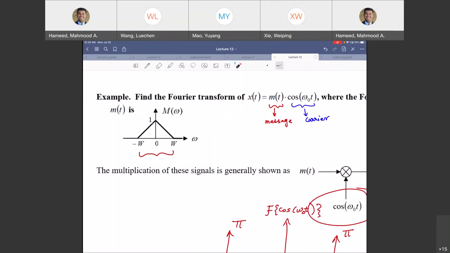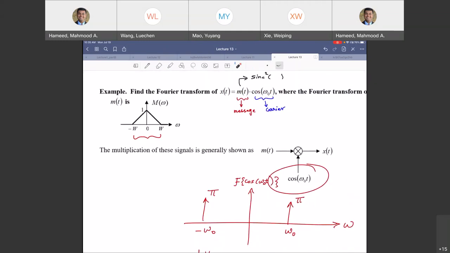Quick question. What is the shape of the signal in time domain? What is the shape of the message in the time domain? Sinc squared. Right, so it looks something like this in the time domain, sinc squared. But that's not too relevant. I just wanted to ask that question.